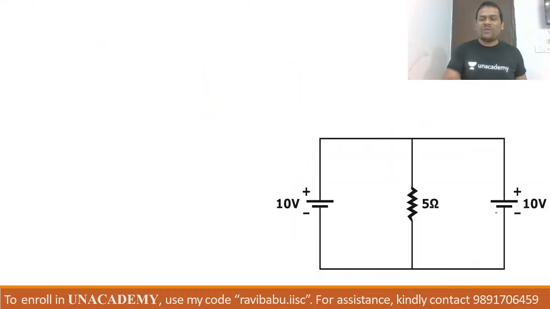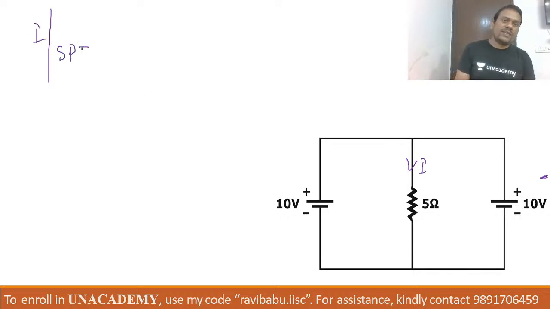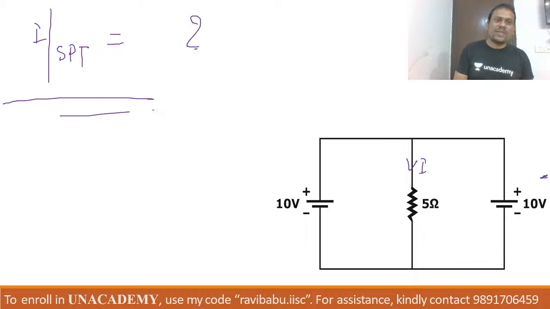Now here, beta, I want to ask you the same thing, current by superposition. Okay, just give me a few seconds, beta. Yeah, the current I by SPT. Yeah, everyone tell me, beta, fast. The current I by SPT. Okay, yeah, think over it and tell me, beta, fast.